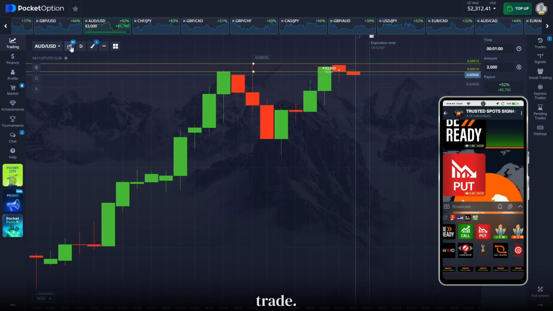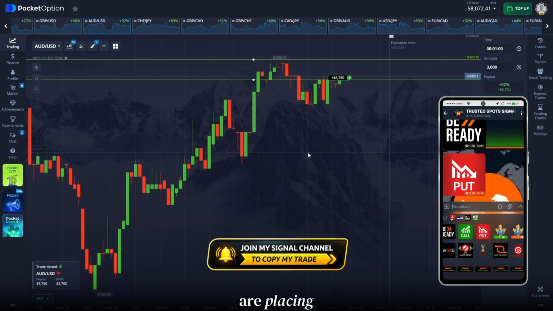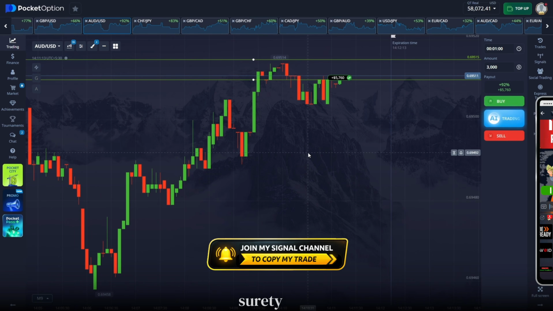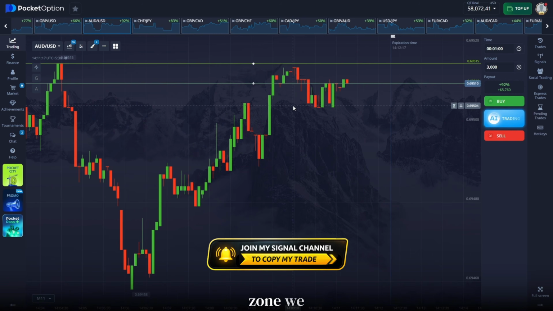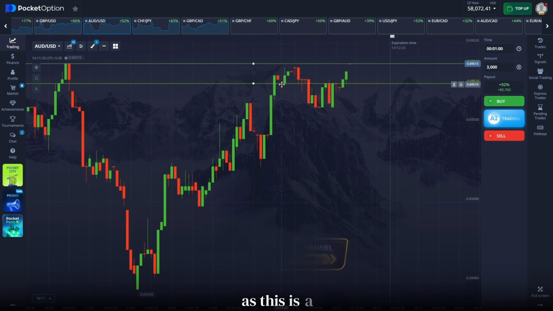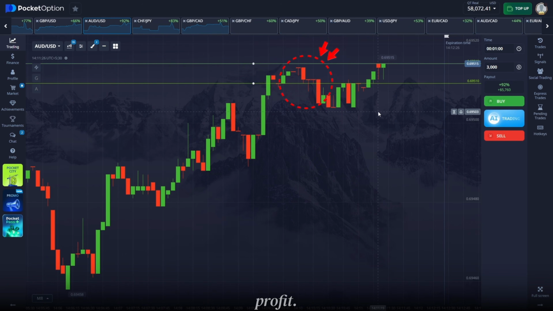To place a trade, I needed selling confirmation, because we are placing a trade when we have surety that the sellers are going to push. As buyers failed to break this zone, we needed a selling confirmation, as this is a selling zone. This candle gave a strong indication that price will reverse. So I took the trade and we booked profit.